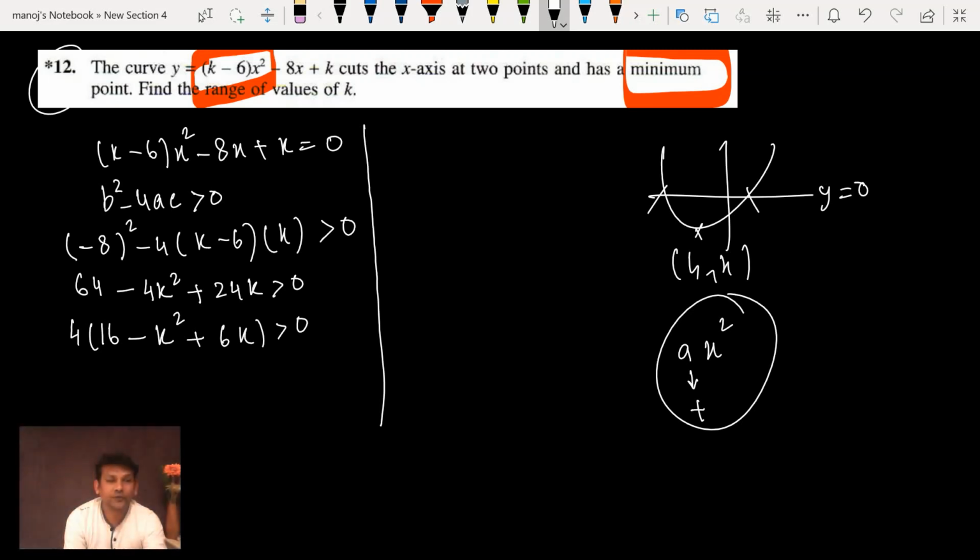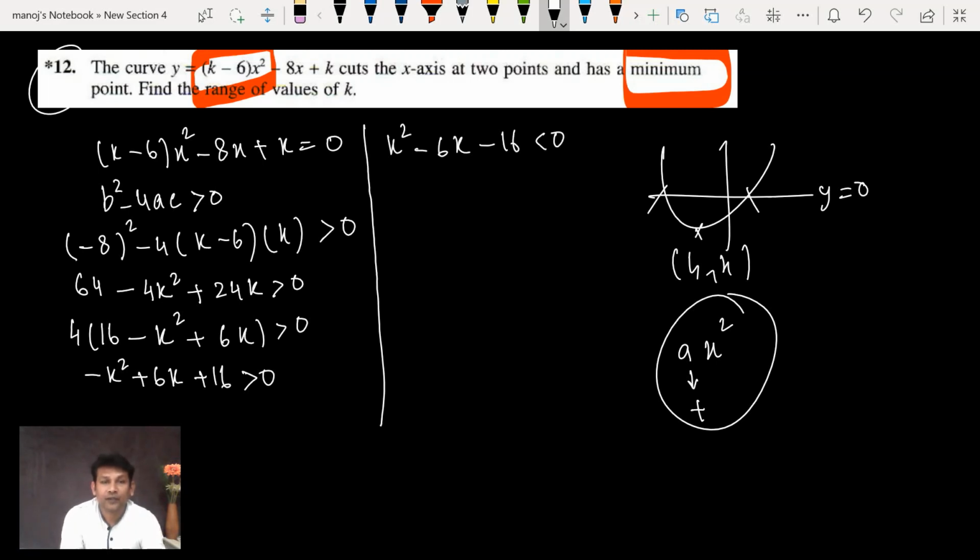So the 4 is common. Then we have negative k square plus 6k plus 16 greater than 0. When I make this negative sign positive, the sign of the inequality will also change. That is k square minus 6k minus 16, and that will become less than 0.